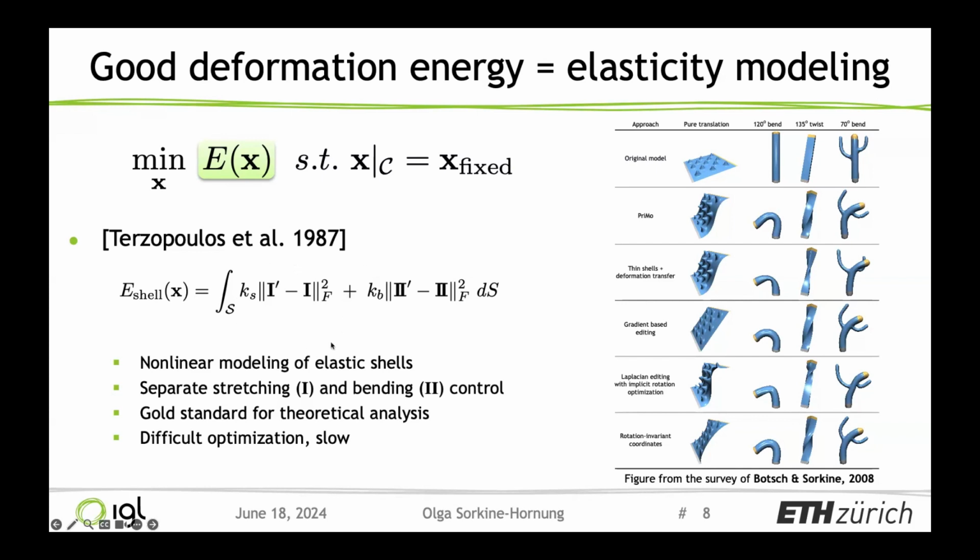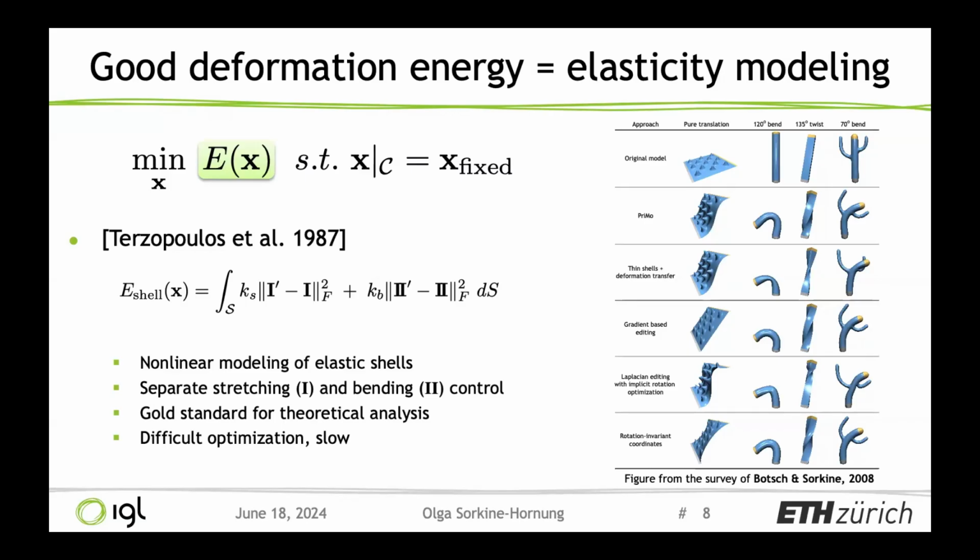So we have here basically a measure of the difference between the first fundamental form of the deformed object, this is this I prime, and the initial state I, and the same thing for the second fundamental form. So the first fundamental form is the metric of the shape. It measures how much things stretch, basically, or deform in the tangential space. And the second fundamental form is the bending of the shape of the surface. Bending and stretching are separated in this formulation, and it's kind of our gold standard for elastic deformations even today.